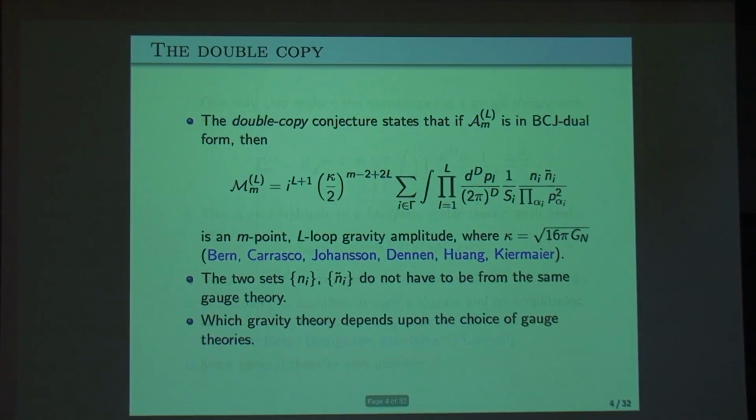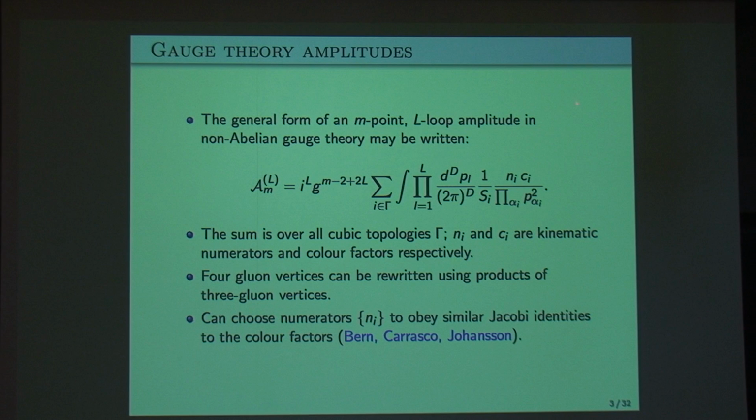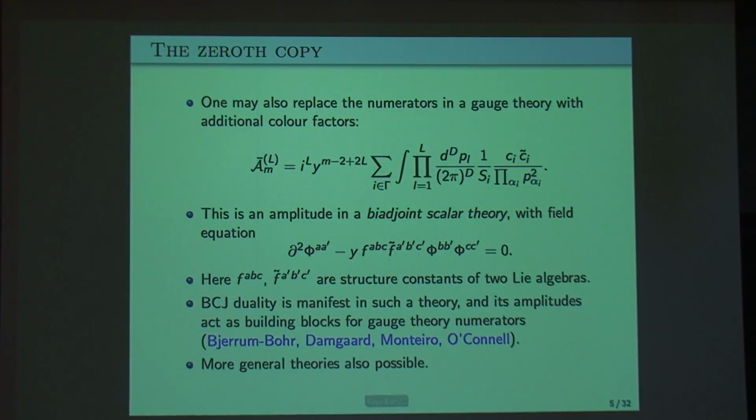Well, that's one way to go. Now I could have also started with this expression, stripped off the numerators, and put on a second set of colour factors. So that would give me this amplitude here, where I have just relabeled the coupling constant to be some other coupling constant of y. And you can then ask, what kind of theory is that an amplitude in? And the answer is something called a biadjoint scalar theory. So because this has two different kinds of colour factor, the field will have two different kinds of colour index, which is what this A and A prime are. But it's a scalar field because there's just a sort of trivial kinematic dependence in the numerator.